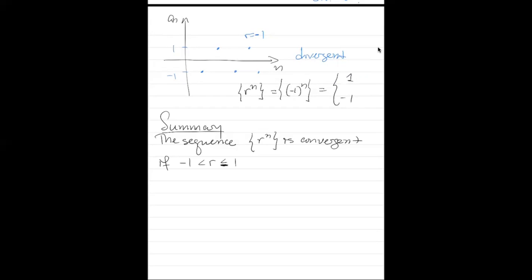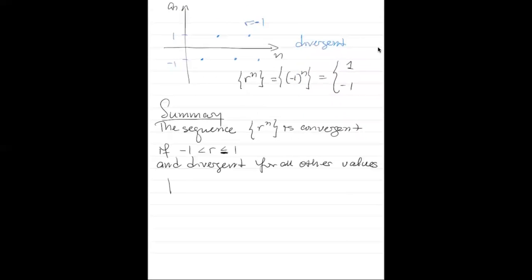And so this sequence is convergent for r between -1 and 1 or equal to 1, and divergent for all other values. When it's convergent, we have a limit. The limit of r to the n as n goes to infinity is equal to 0 if -1 is less than r less than 1, that reminds you of an infinite geometric sequence. And it's equal to 1 if r is 1.